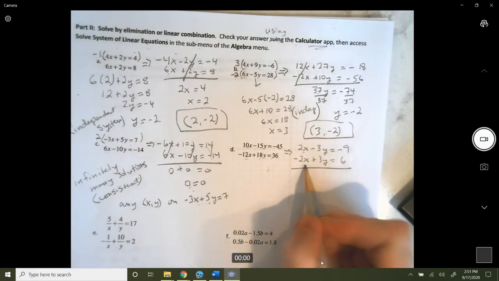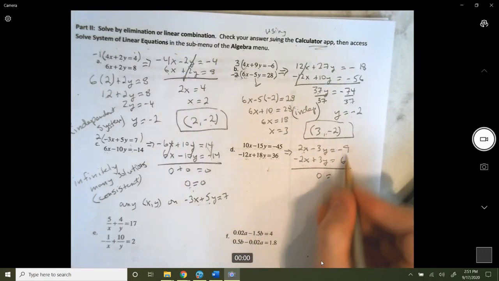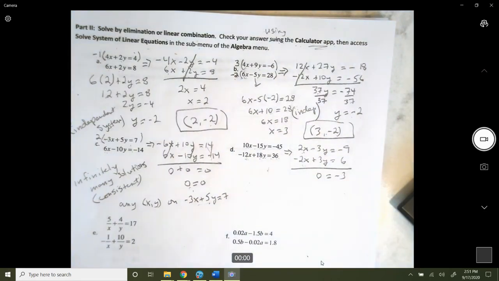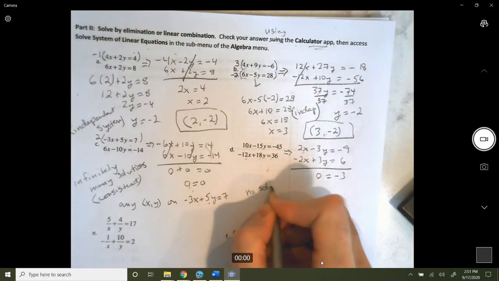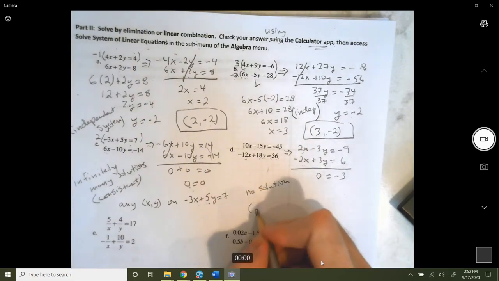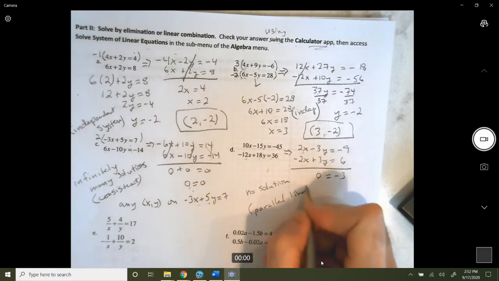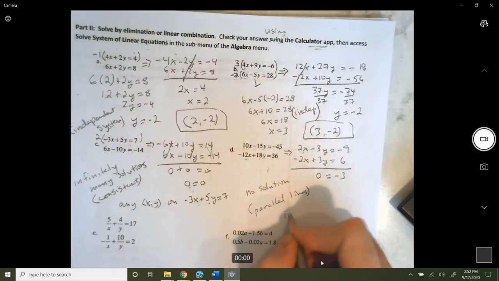2x minus 2x is 0. -3y plus 3y is 0, equals, and add these together, -3. Okay, so all the x's and y's eliminated, and I'm left with something that's not true. So this is no solution, because we have parallel lines. Basically, we have two lines with the same slope but different y-intercepts. Okay, this is called an inconsistent system.